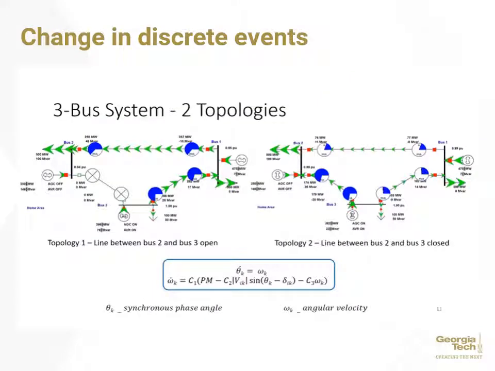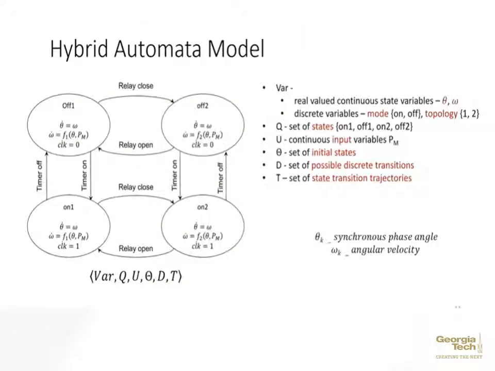So here we can see a change in discrete events. What that means is we can see a 3-bus system where it has 3 buses, bus 1, bus 2, and bus 3, and it has generators, and we can see the network topology between them. Here in topology 1, we can see that the line between bus 2 and bus 3 is open, and here we can see that the line between bus 2 and bus 3 is closed. So you can term this as a change in discrete event.